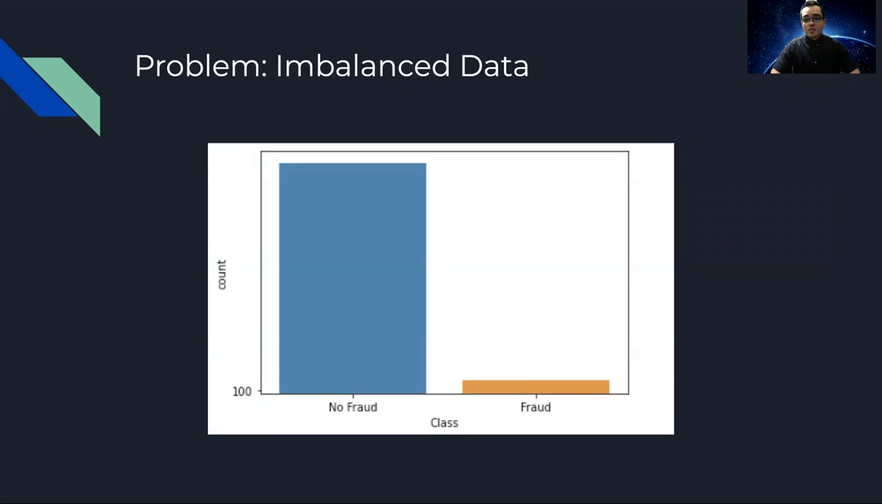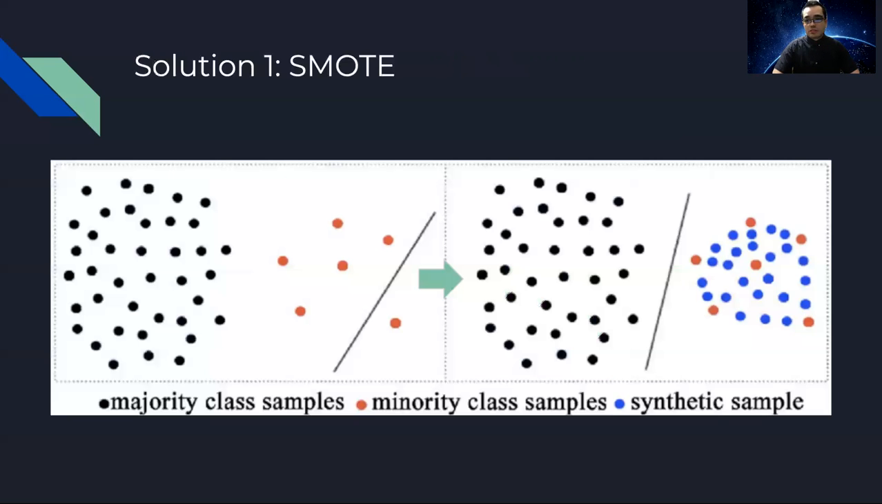And what that means is that when you simply do machine learning on this type of data without first coming up with a solution, your model will learn very well about the majority class, but not so well about the minority class. So how do we deal with that? There are two primary solutions. The first is SMOTE. SMOTE takes the minority class, a class with many fewer samples, and it creates synthetic samples, so brand new samples based on the original samples.